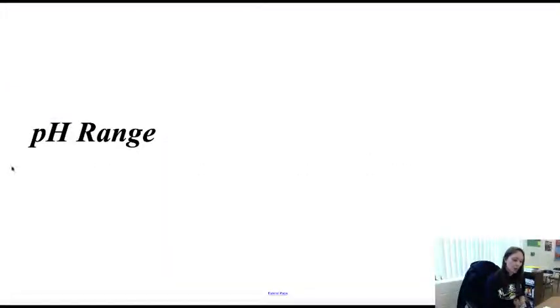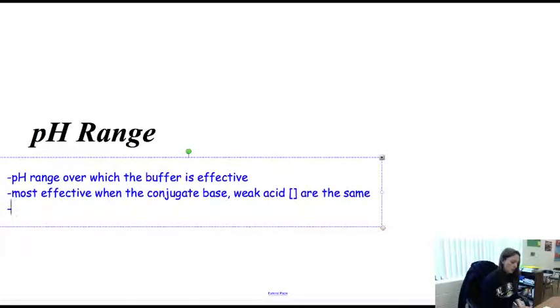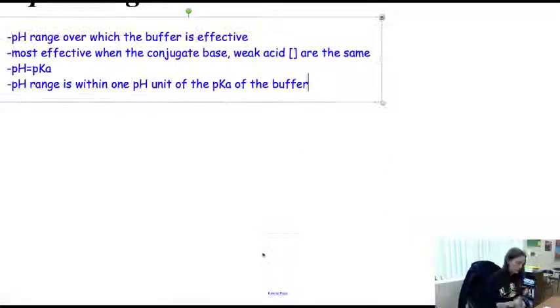Okay, so now we got a pH range. The pH range over which your buffer is effective. They are most effective when the conjugate base and the weak acid concentration are the same. And those are equal when your pH equals your pKa. Remember, we did a whole lab on that. So they're equal when that occurs. So your pH range is within 1 pH unit of the pKa of the buffer.